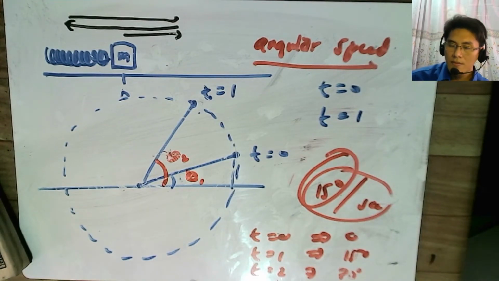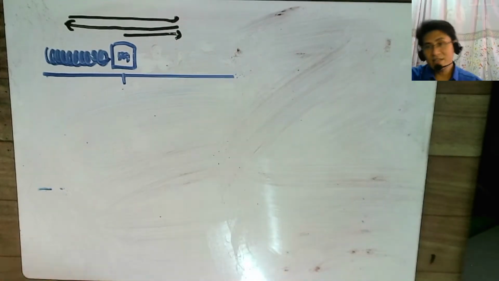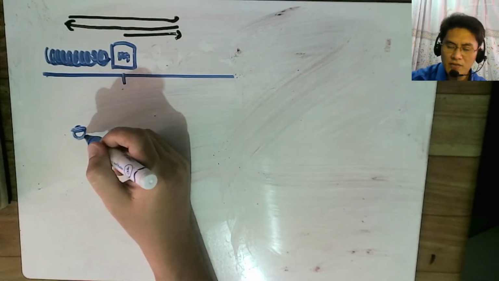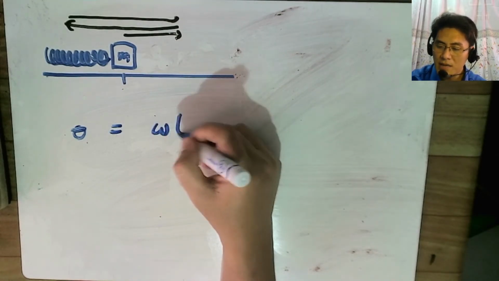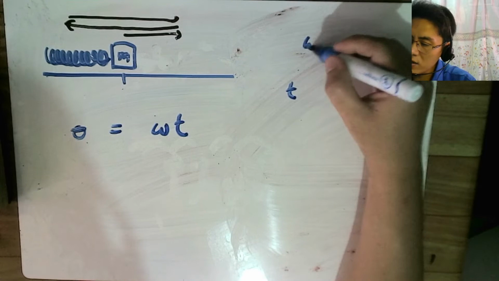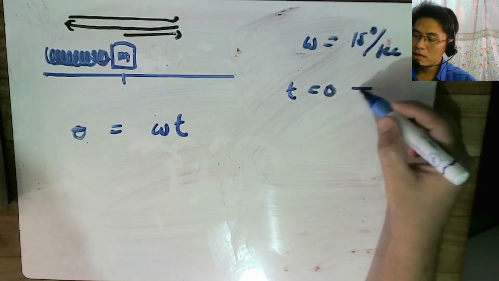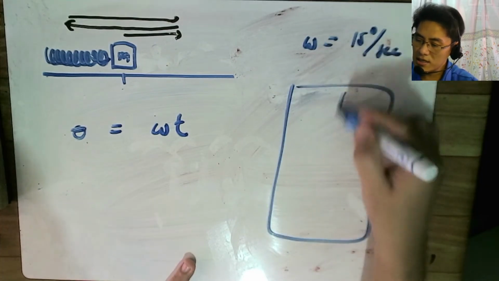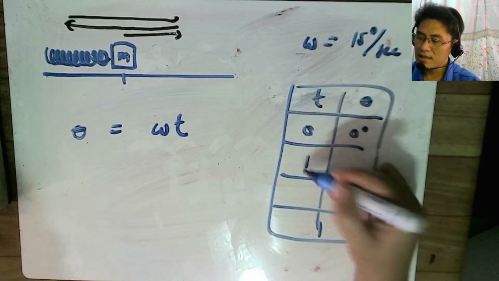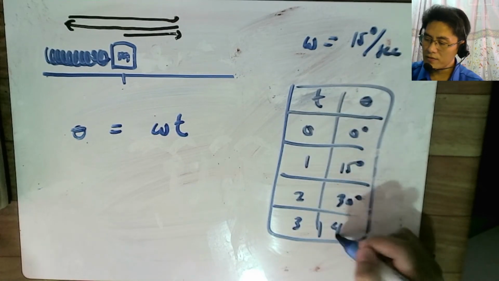So, there is this angular speed. Once we have established that there's an angular speed, because after all, it's rotating in a circle, what is the angle at any given time? Well, it's just angular speed times time. Let's say the angular speed, this is the notation for angular speed, is 15 degrees per second. Let's make it a table so that it's easier, time and then the angle. At time 0, it's at 0 degrees. At time 1, after 1 second, it would have become 15 degrees. At time 2, it would be 30 degrees. At time 3, it will be 45 degrees.